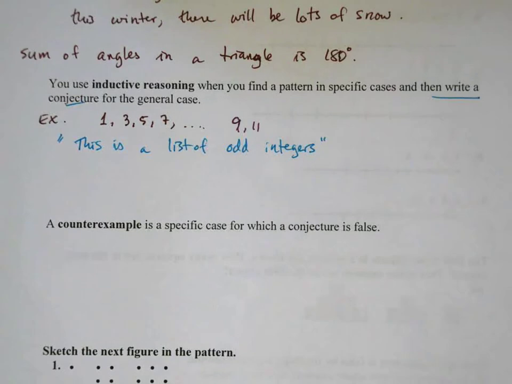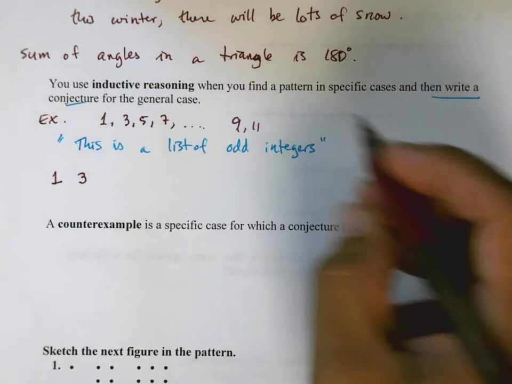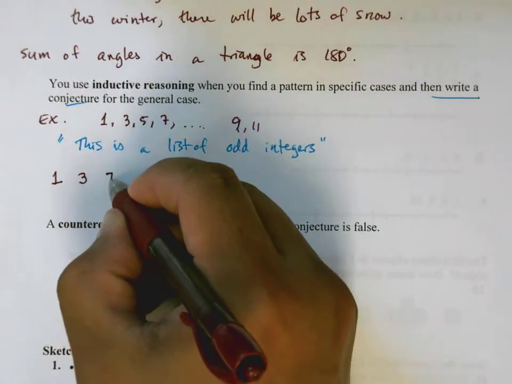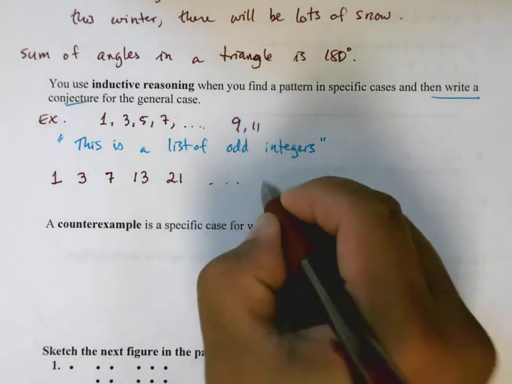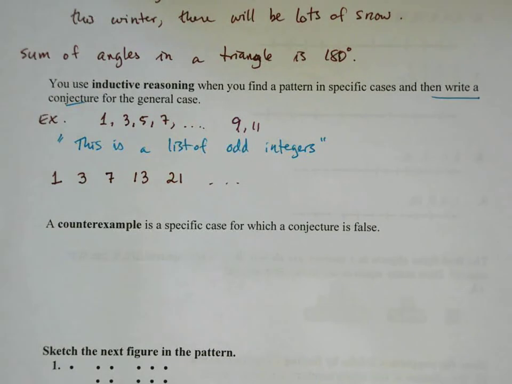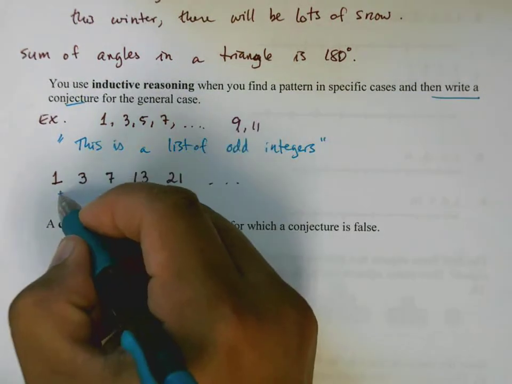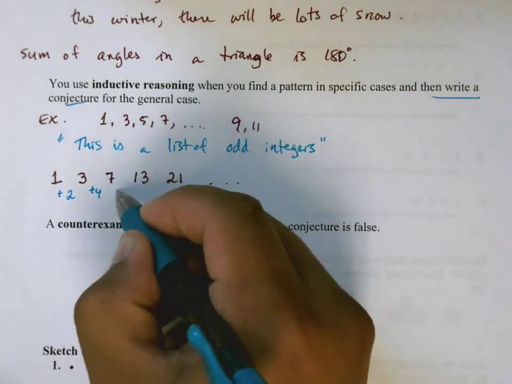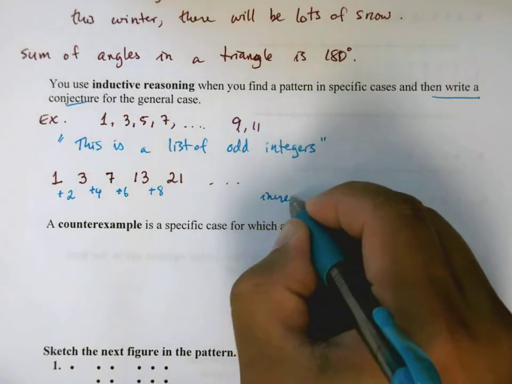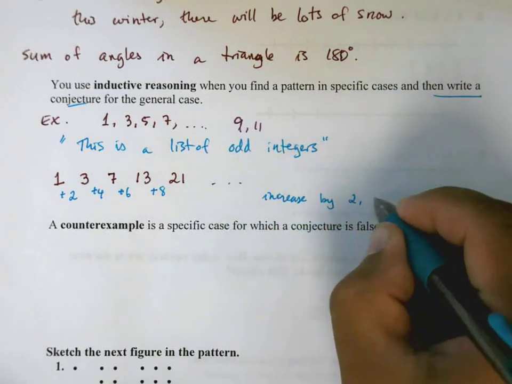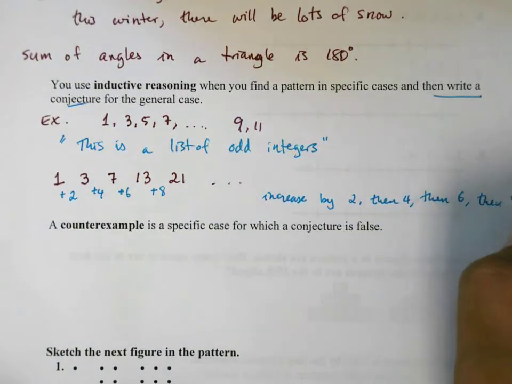Or maybe I can do something a little bit trickier. Maybe I go 1, 3, 7, 13, 21, and then I'll ask you to fill in the rest. Okay, and this doesn't quite follow a pattern, but there is somewhat of a pattern to this. It isn't quite clear. So here I'm adding 2. Then I'm adding 4, then I'm adding 6, then I'm adding 8, okay? So we increase by 2, then 4, then 6, then 8. Okay, so this is our rule or our conjecture.